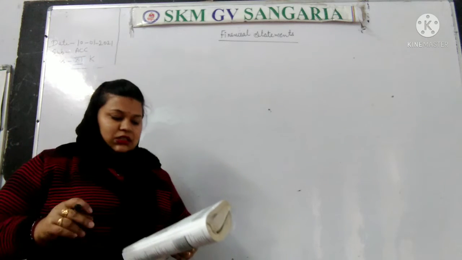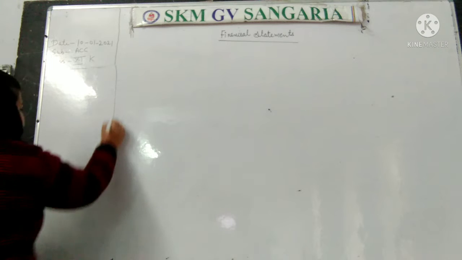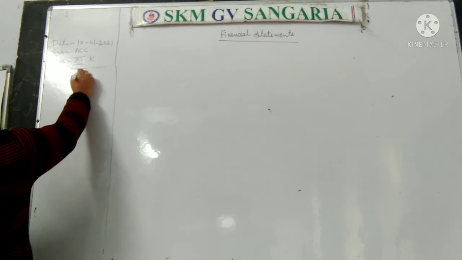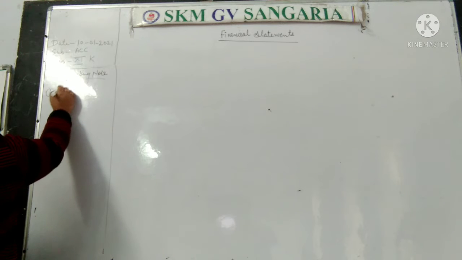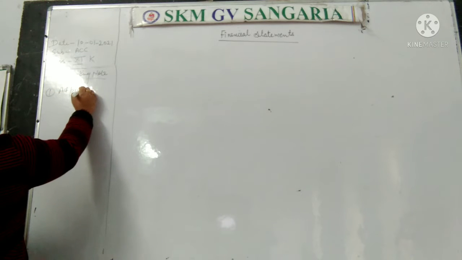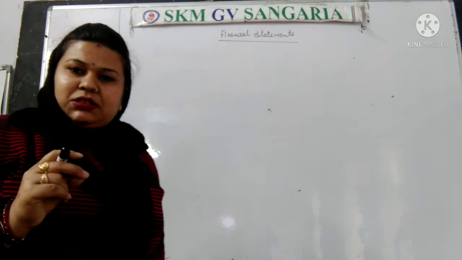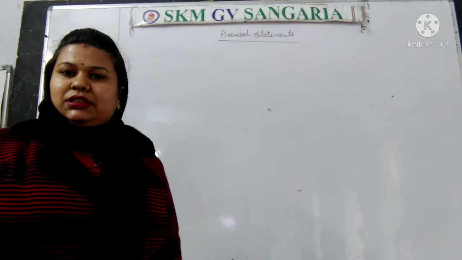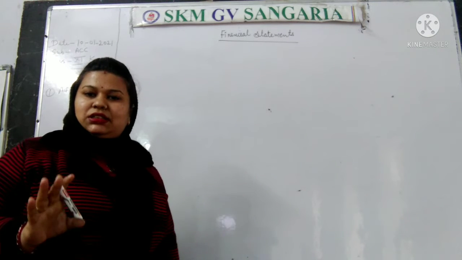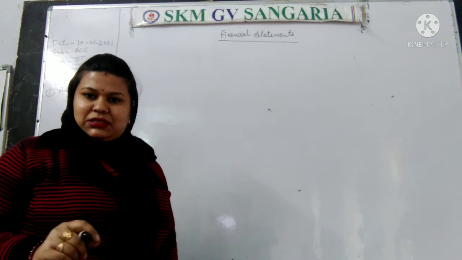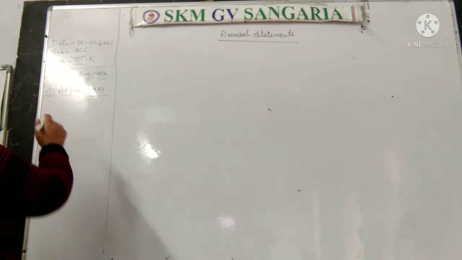Here what is given to us? Here I am making the working notes, and the first condition is related to adjusted purchases. Adjusted purchases means opening stock plus purchases minus closing stock. Means three things are adjusted in this. Opening stock plus purchases minus closing stock is equal to adjusted purchases.